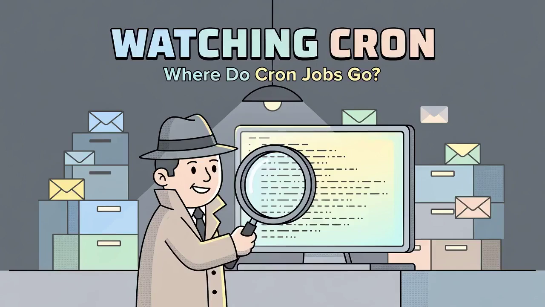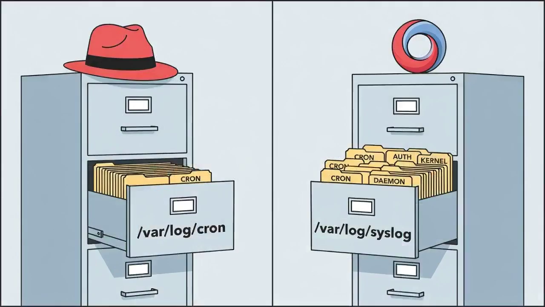Cron jobs run silently in the background, and when one fails, the first question every operator asks is, where did the output go? Think of cron observability as detective work. Your job is knowing where to look. Cron doesn't keep its own log file.